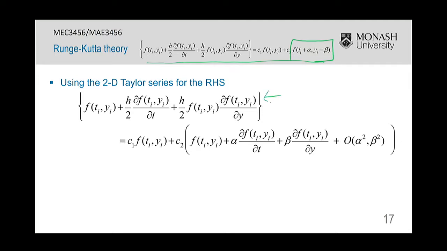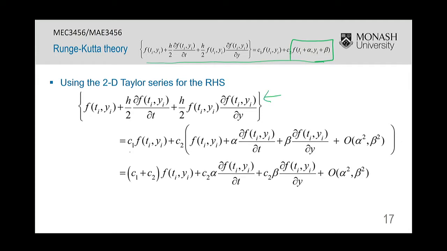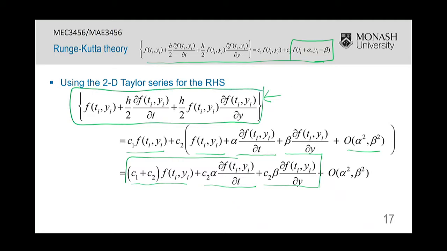So the left-hand side stays the same. The right-hand side becomes equal to c1 times f, plus c2 times f plus alpha df dt plus beta df dy plus some error terms. If we now group these terms together, we see this is equal to c1 plus c2 times f plus c2 alpha df dt plus c2 beta df dy. So now we can start having a look at that expression and the term up here in braces, because those two things are effectively equal, at least to within some error tolerance.